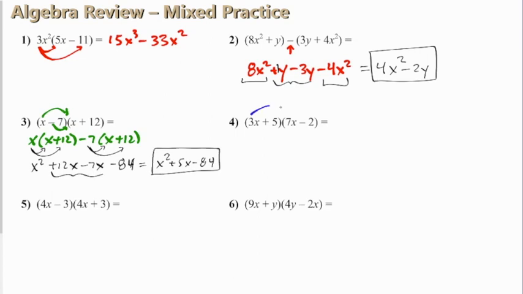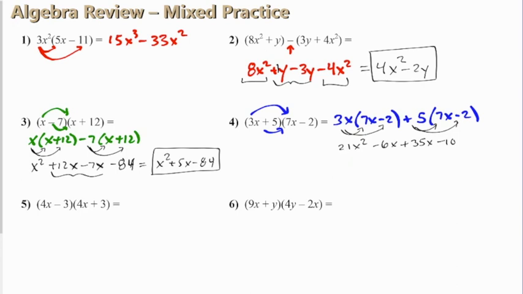We'll do this again, distributive property, 3x times the parentheses 7x minus 2, and then plus 5 times that parenthesis of 7x minus 2. And now we can do the second layer of distributive property. And once we've done that, we look for our like terms. We see that negative 6x and plus 35x have the same variable with the same exponent. So our final answer for number 4 is 21x squared plus 29x minus 10.